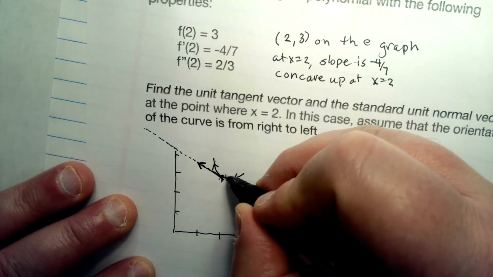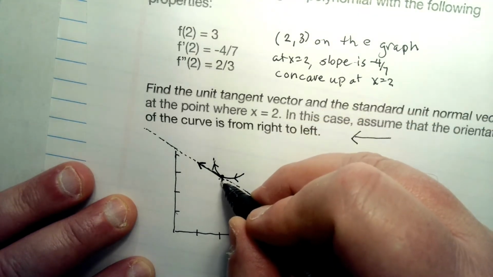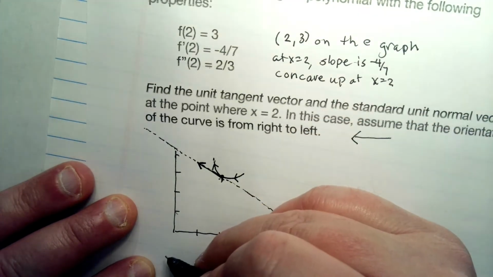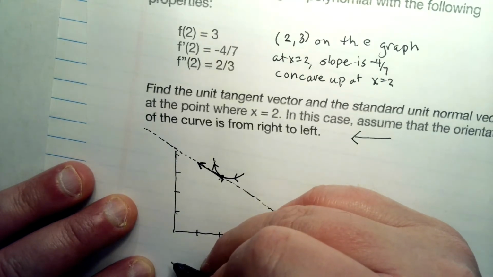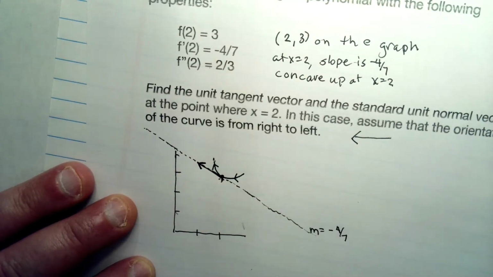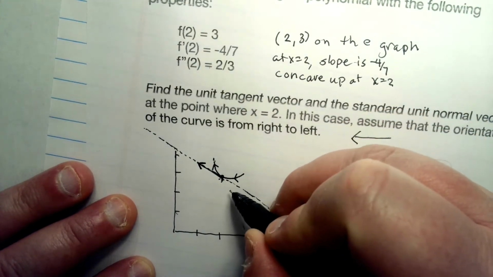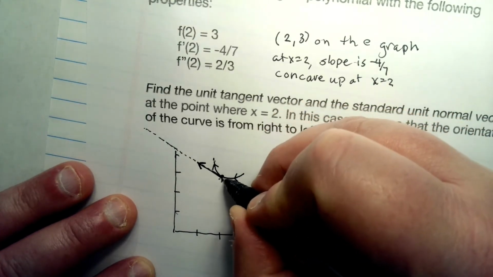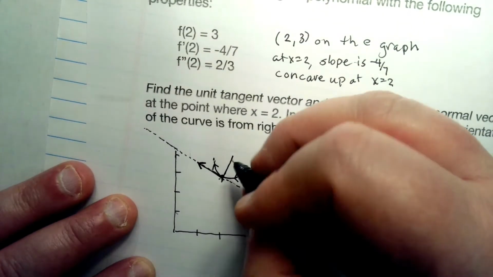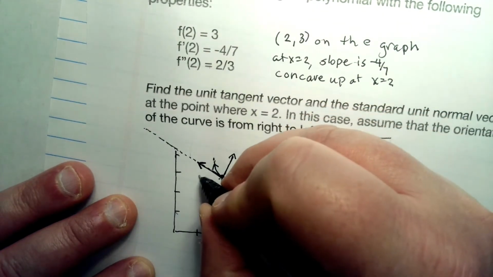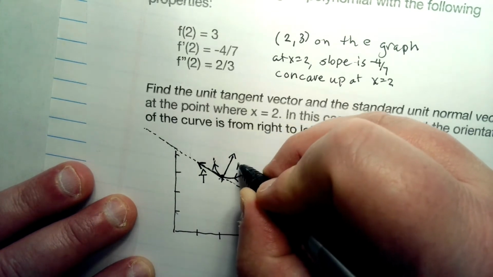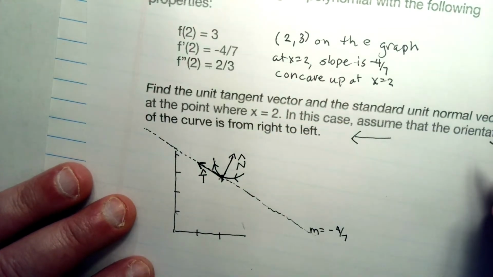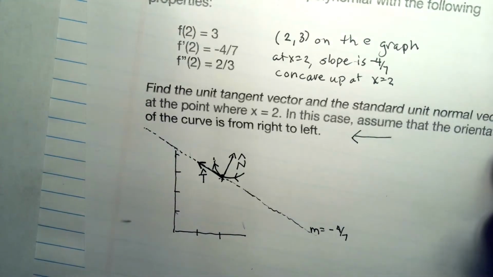Now it can either point up and to the right, or it can point down and to the left. How do I know which way it's going to point? Well, you might remember that when we're talking about functions of a single variable, the graph and the vectors are all in the xy plane, and the standard unit normal vector always points toward the concave side of the graph. So in other words, it's going to point in that direction. So this is our unit tangent vector. This is our standard unit normal vector. So we've got a picture, but what we need now are components for these things.